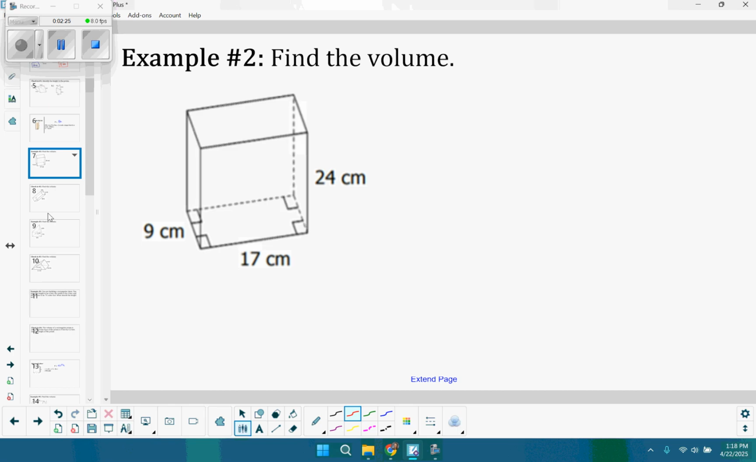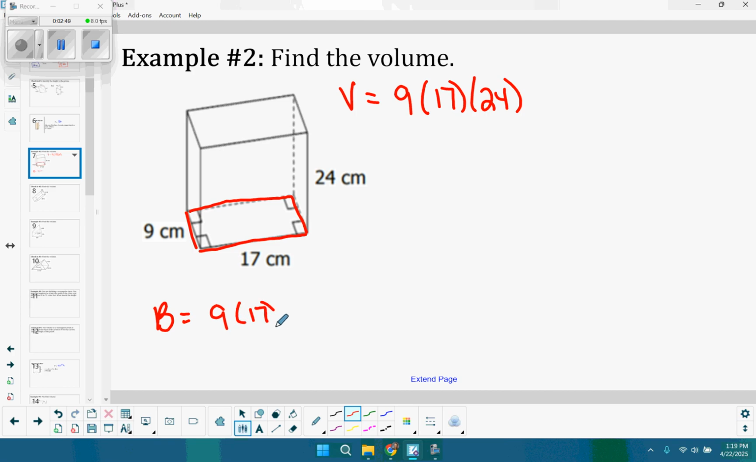In example 2, we have a rectangular prism. I'm going to call the top and bottom the bases. I'm going to try to make the top and bottom the bases in rectangular prisms because it's just easier to call the bottom the base. So here, I can do length times width times height, 9 times 17 times 24, if I was going the length times width times height route. Otherwise, B would be 9 times 17, H would be 24.